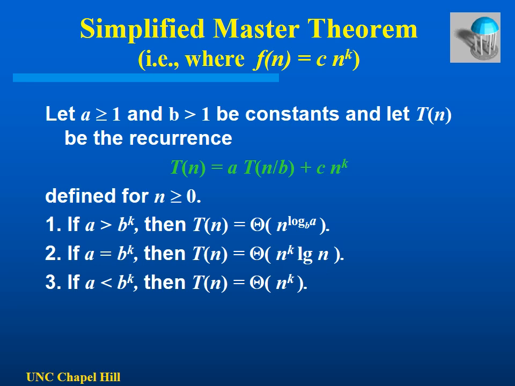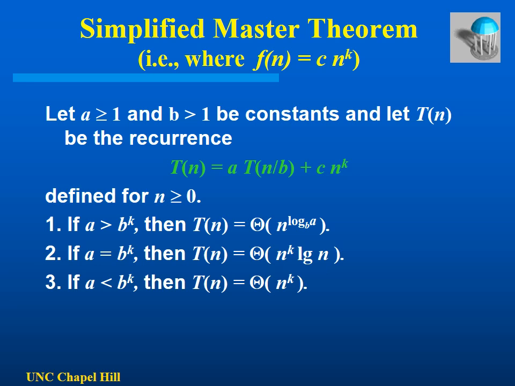n to the 0, in other words, a T of n over b plus c, because n to the 0 is 1. n to the 1, that is to say, where f of n is c, is cn. n squared, but also n to the 1.439, any power of n.